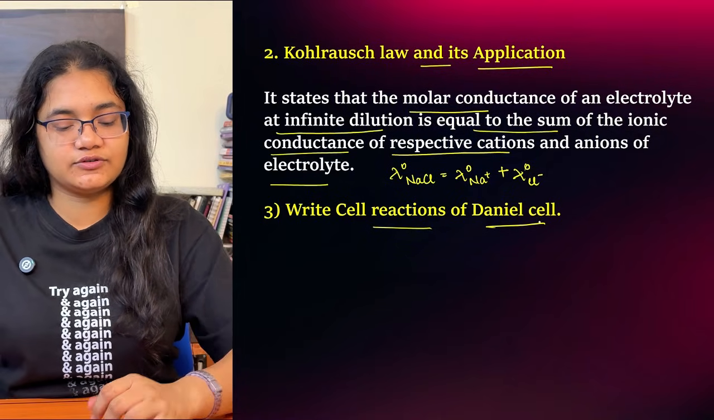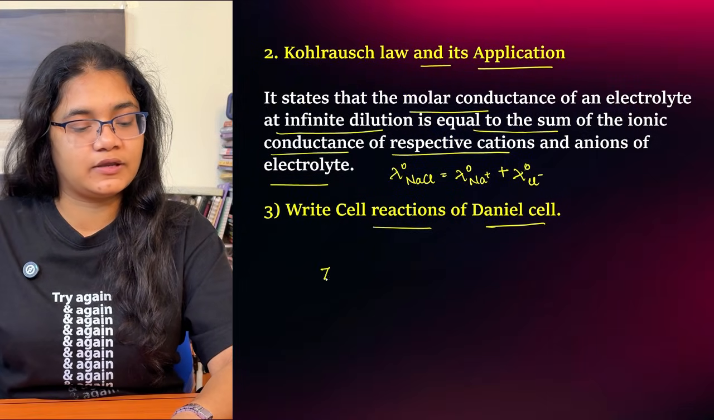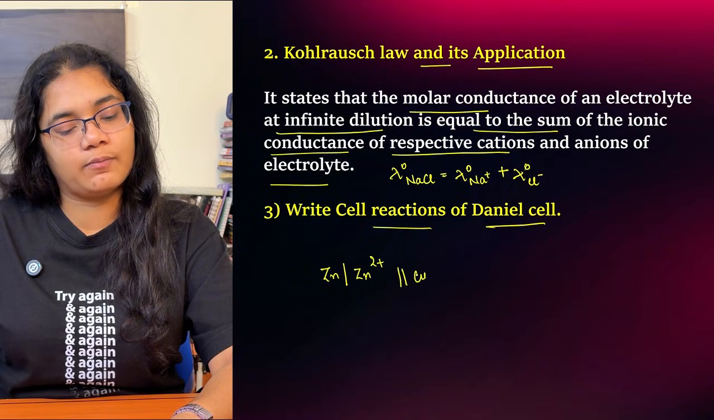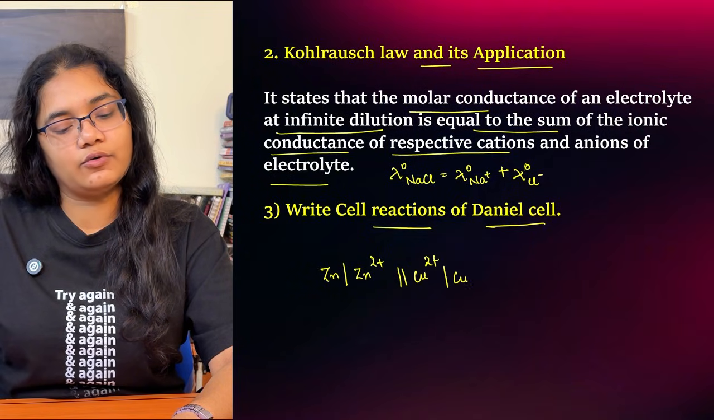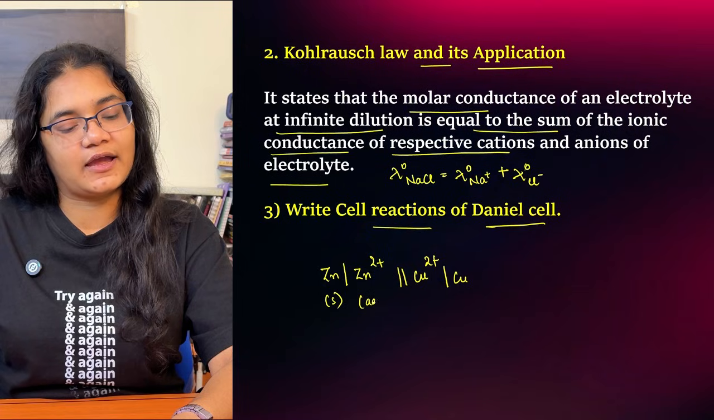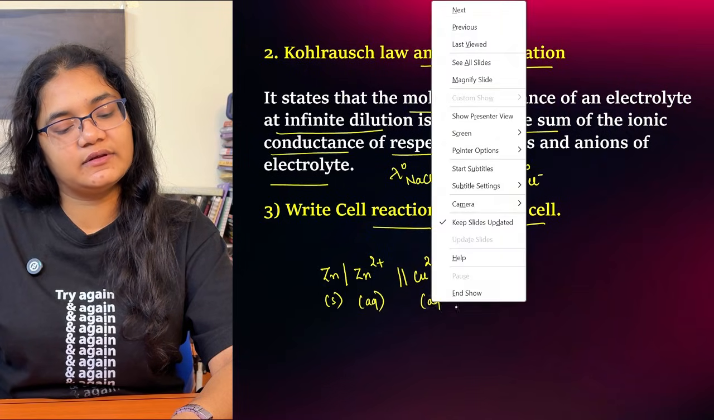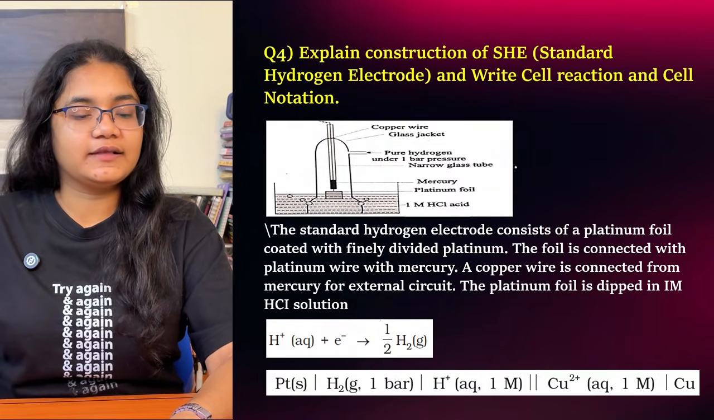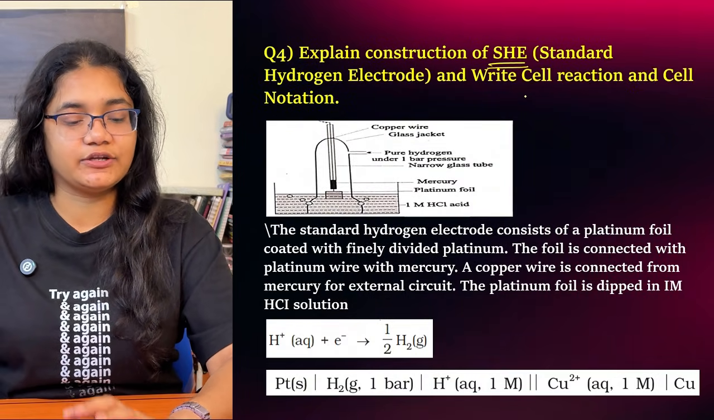Next, write the cell reactions of Daniel's cell. So that you know here zinc gets converted to zinc 2+, okay, and copper 2+ gets converted to copper. It is solid, this is aqueous, and this is solid. Okay. Next is SHE working and its cell notation, very, very important.